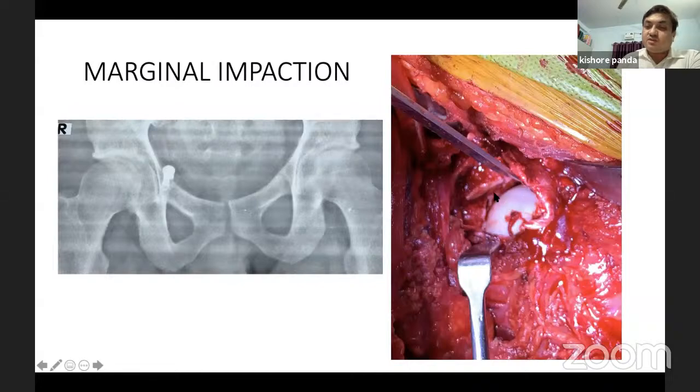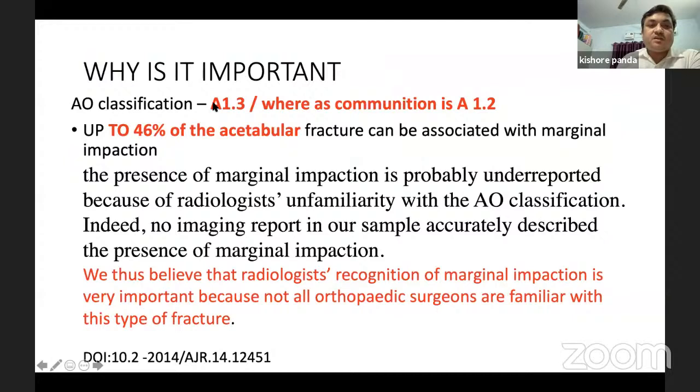Marginal impaction is most commonly seen with the isolated posterior wall injury, but it can also occur in a comminuted fracture. Why is it important? Because the AO classification keeps it in A1.3, whereas a comminuted fracture is A1.2. Up to 46% of acetabular fractures can be associated with marginal impaction.